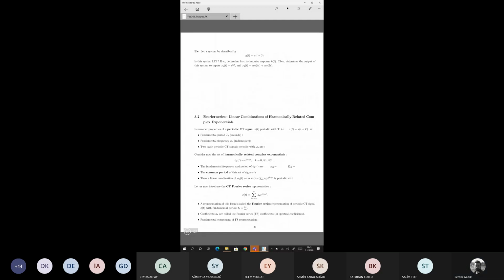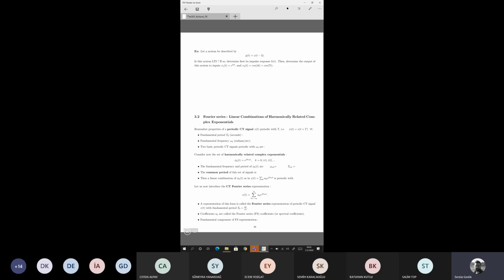So let's start with a very simple example. I have a system whose input-output relationship is defined by y of t is equal to x of t minus 3. So the first question is, is the system LTI? If so, determine first its impulse response.